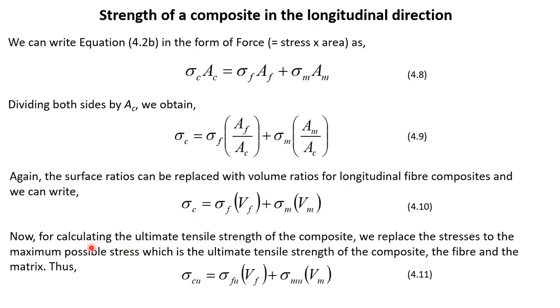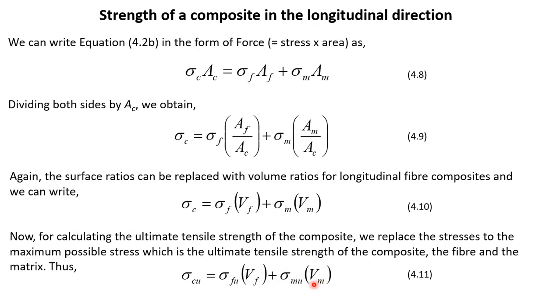Now for calculating the ultimate tensile strength of the composite, we replace the stresses with the maximum possible stress, which is the ultimate tensile strength of the composite, the fiber and the matrix. Thus we can write sigma Cu, which is the ultimate tensile strength of the composite, is equal to the ultimate tensile strength of the fiber multiplied by the volume fraction of the fiber plus ultimate tensile strength of the matrix sigma mu multiplied by the volume fraction of the matrix. Now this is one equation we can use to find out the ultimate tensile strength of the composite if we know the properties of the fiber and the matrix.